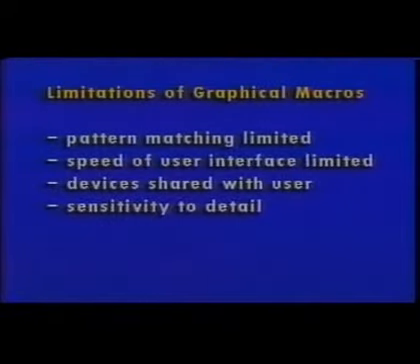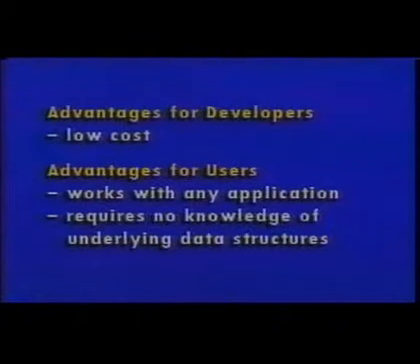Graphical macros have some limitations. Only certain types of information can be found with the screen pixels. Working through an application's user interface can slow down a customization. Graphical macros must share the devices with the user, thus making it difficult to automate tasks in the background. And graphical macros can be sensitive to low-level details. However, in many situations, the unique advantages of graphical macros make up for these limitations.